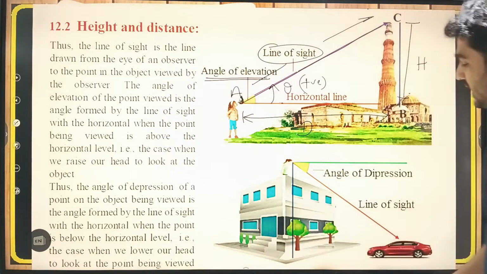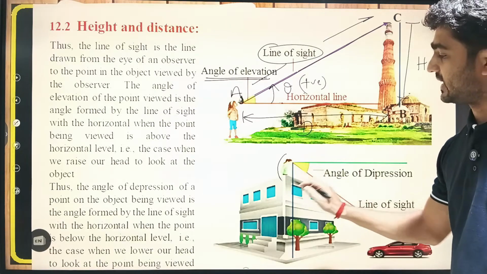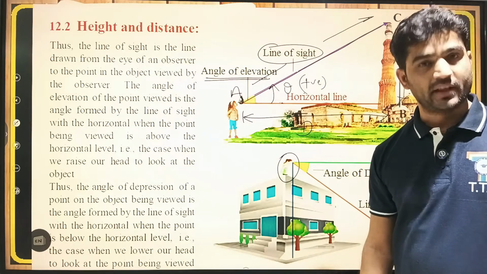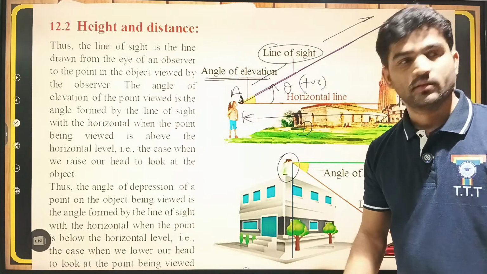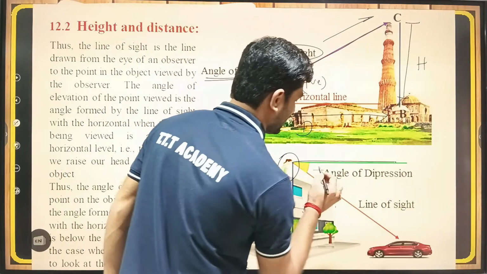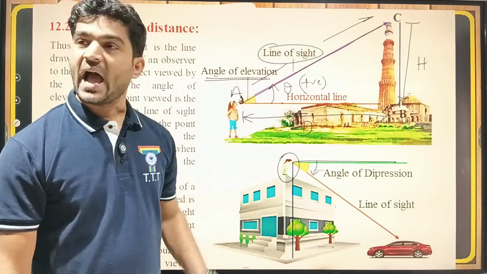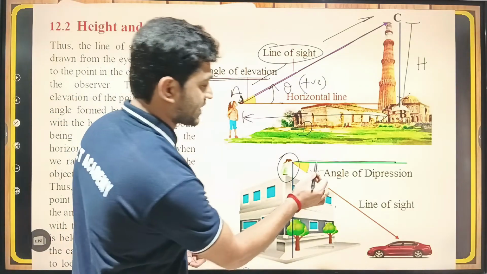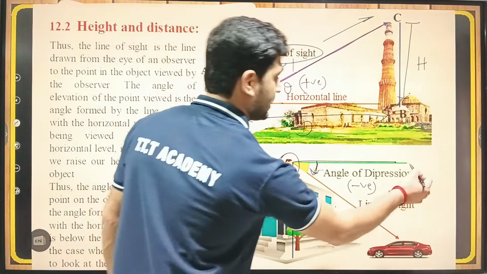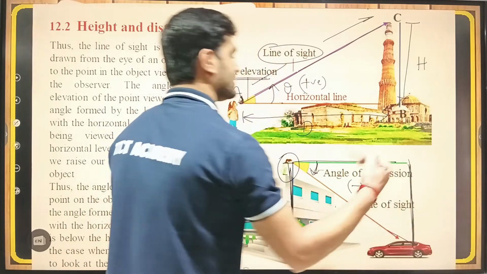In the same way, observe another diagram. There is a car here, but the person is standing on the building, looking down. If you look in a downward direction, with this horizontal line, that is the angle of depression. This angle is called a negative angle. The height from here to here remains the same. That is the angle of depression.